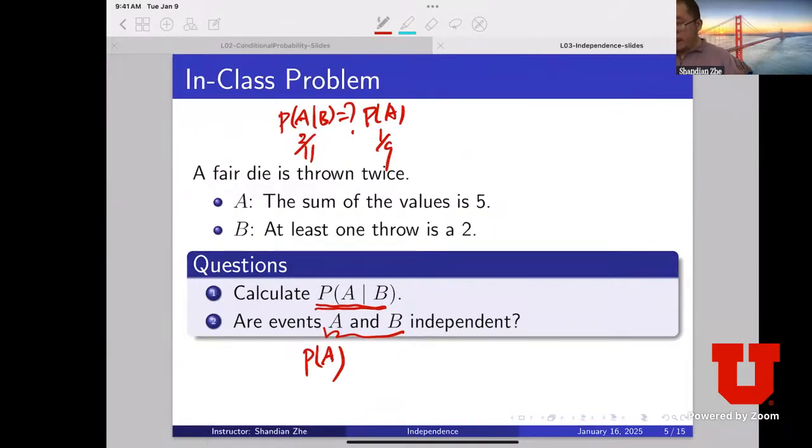So now, does P of A given B equal P of A? It's not equal, definitely not. That means A and B are not independent of each other. They're dependent, actually. Does it make sense?